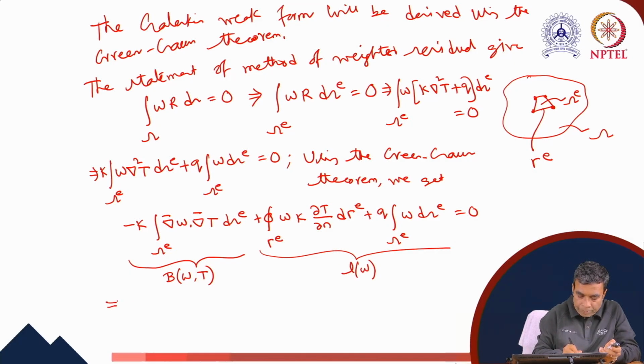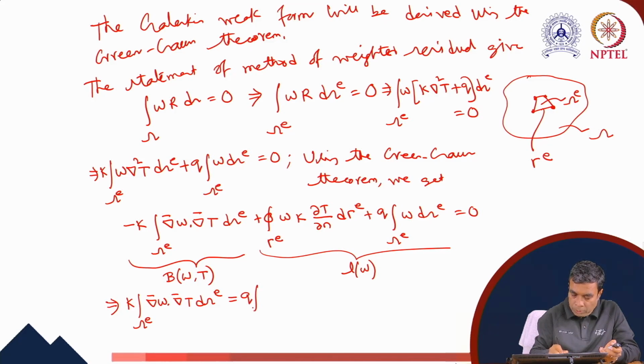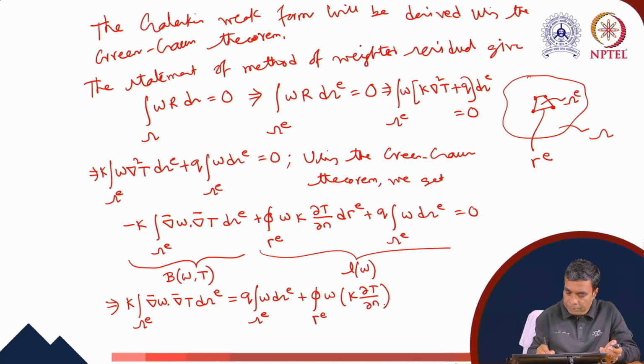So we split the bilinear and linear terms to get k integration over omega e gradient of w dot gradient of temperature d omega e equals q into integration over omega e w d omega e plus the boundary integral term, the heat flux term or the natural boundary condition term, integration over gamma e w into k del T del n d gamma e.